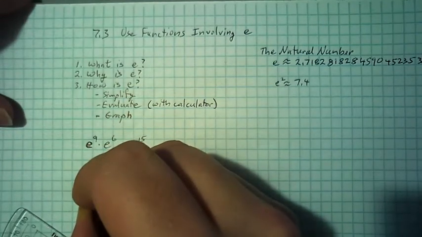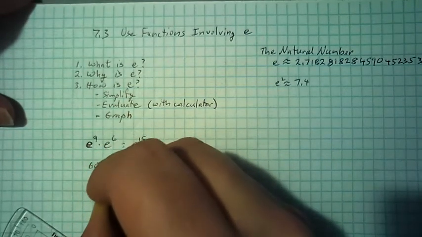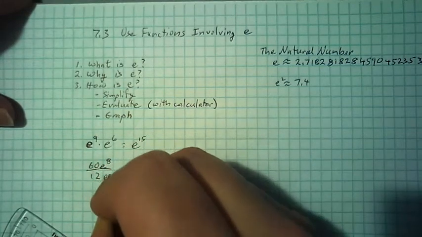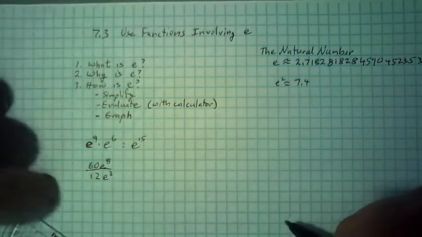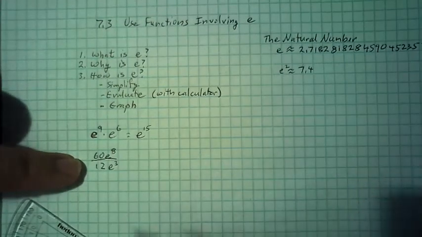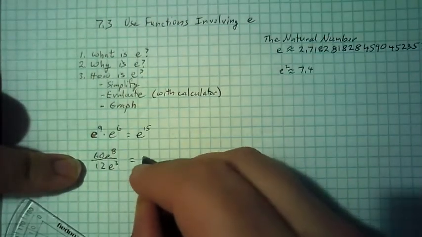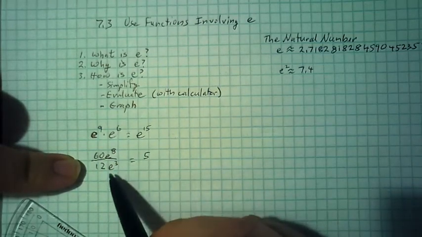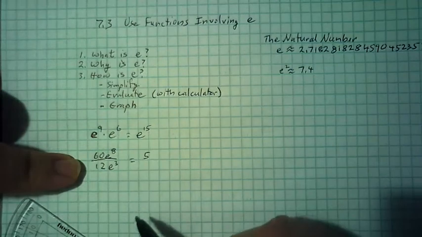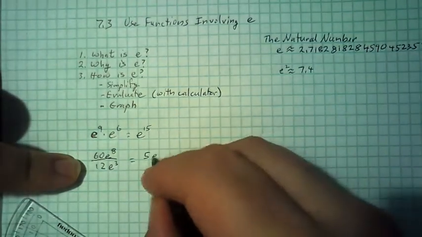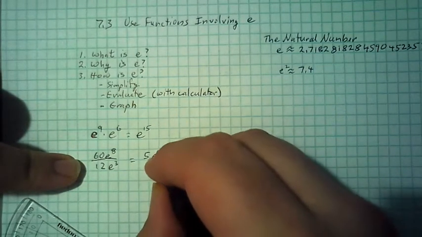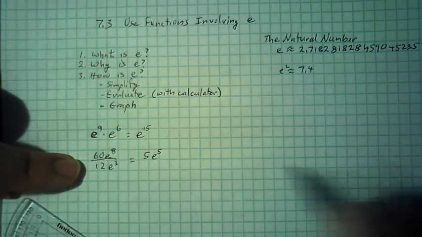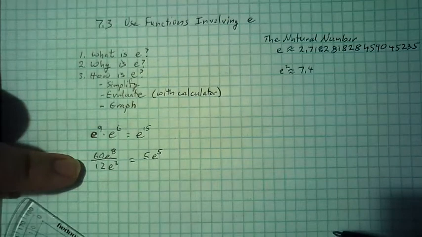Similarly, if you are dividing 60e to the 8th divided by 12e to the 3rd, treat it just like you would if e were a variable. 60 divided by 12 is 5. e to the 8th divided by e to the 3rd. When you're dividing powers with the same base, you subtract the exponents. 8 minus 3 is 5. So this becomes 5e to the 5th power. We're not going to worry about what e is. We're just going to treat it like a variable.